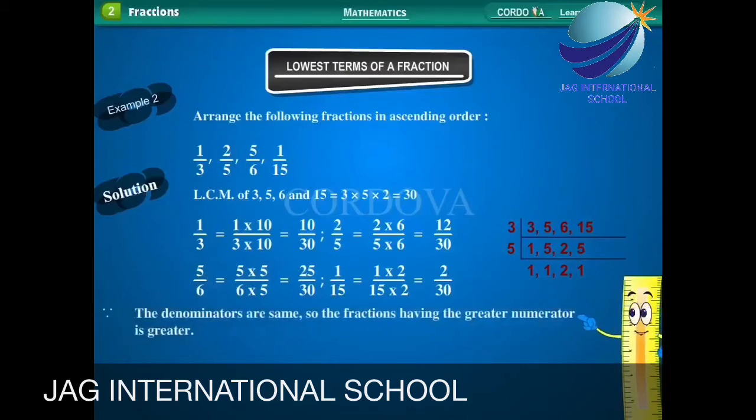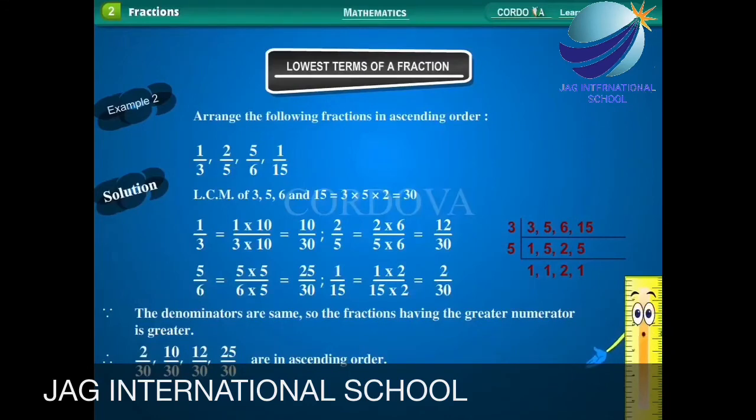Therefore, the denominators are same, so the fraction having the greater numerator is greater. Therefore, 2 upon 30, 10 upon 30, 12 upon 30, 25 upon 30 are in ascending order. This implies 1 upon 15, 1 upon 3, 2 upon 5, 5 upon 6 are in ascending order.